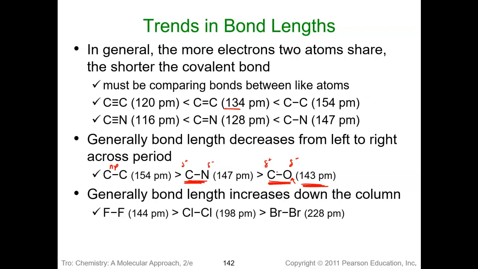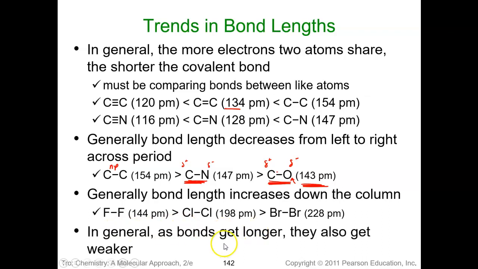So, and bond length increases as we go down, well, because the atoms are bigger, right? So like here's F-F, and then here's Cl-Cl. I mean, they're further away from each other because they're bigger atoms, right? I didn't draw that very well, but they're bigger atoms. So in general, as the bonds get longer, they also get weaker.